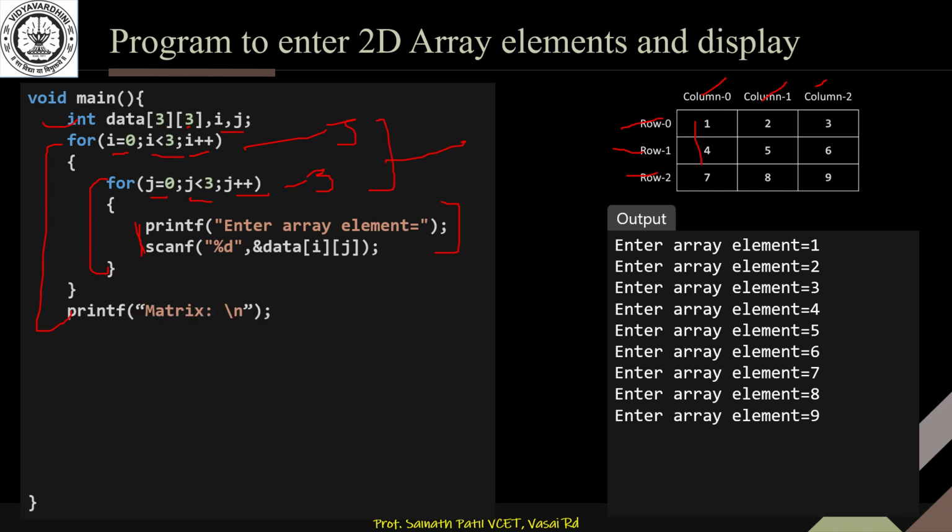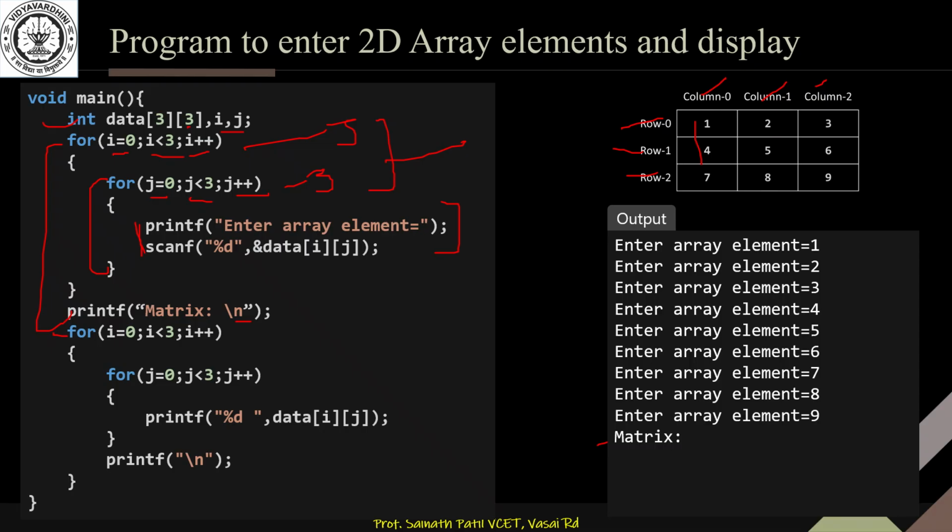Now I want to print this data. So I use printf matrix \n. It will be in the output like this. \n is the new line character. Now to display, again I'll use nested for loops, outer for loop and inner for loop. Outer again i is equal to 0, semicolon, i less than 3, i plus plus. Inner j is equal to 0, j less than 3, j plus plus.